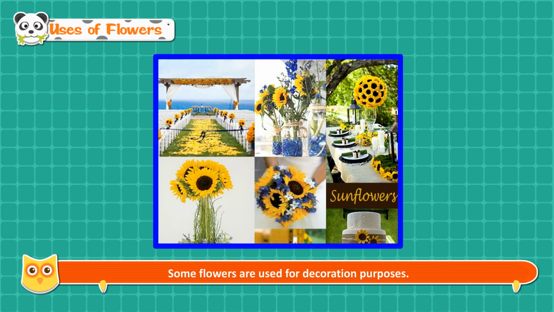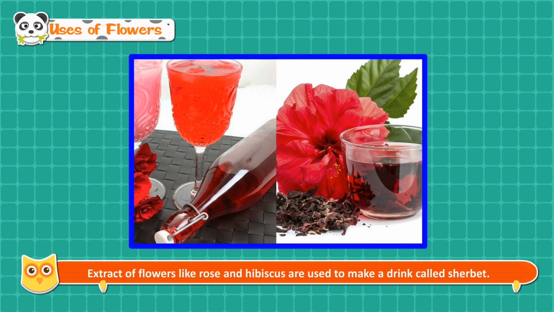Some flowers are used for decoration purposes. In marriages or some festivals or functions, they are used to decorate houses, doorways, places of worship, etc. Extract of flowers like rose and hibiscus are used to make a drink called sherbet.